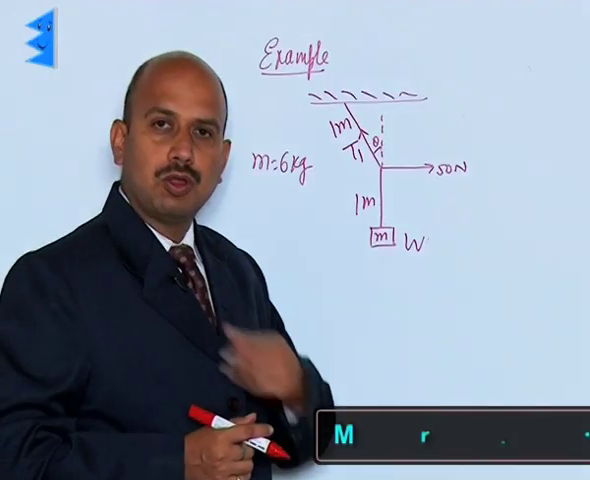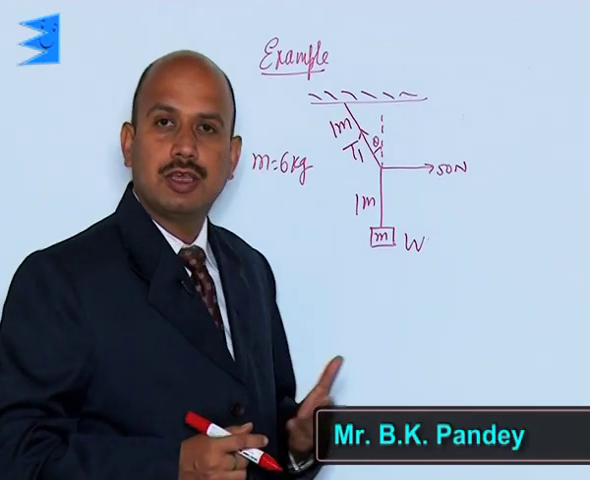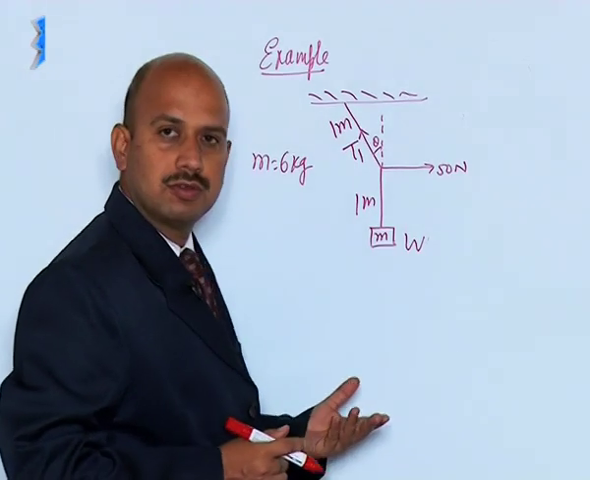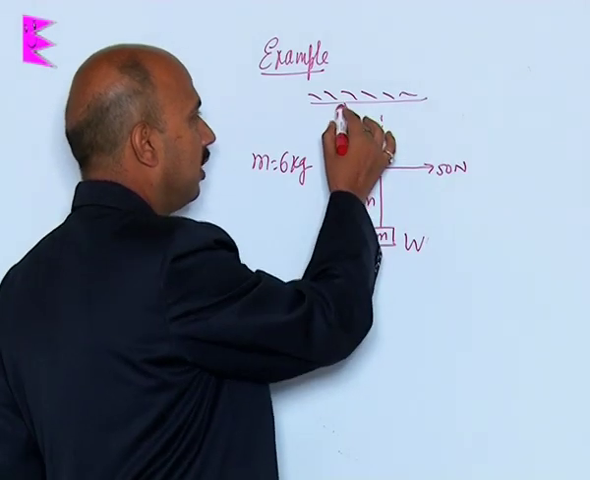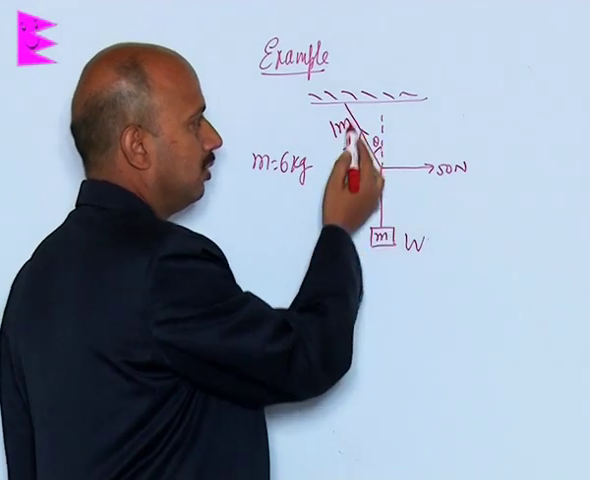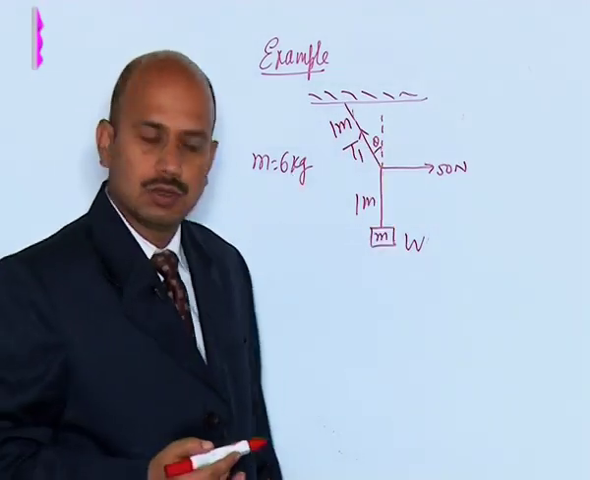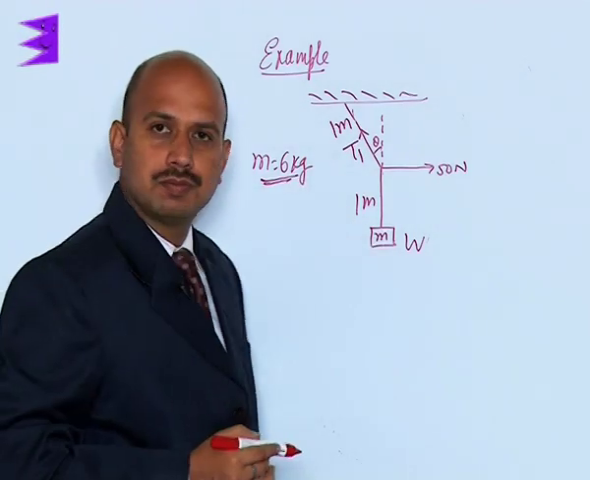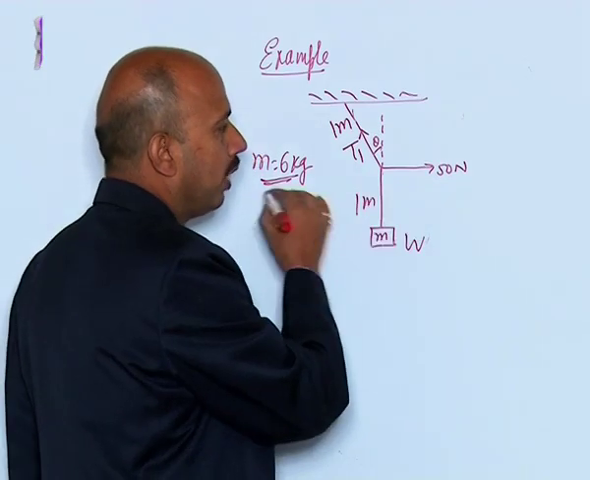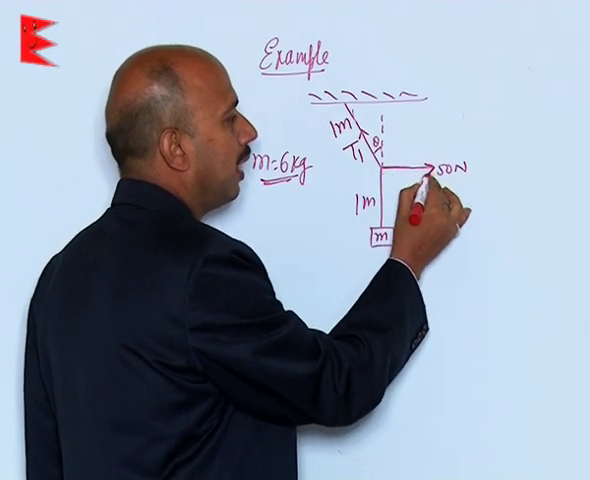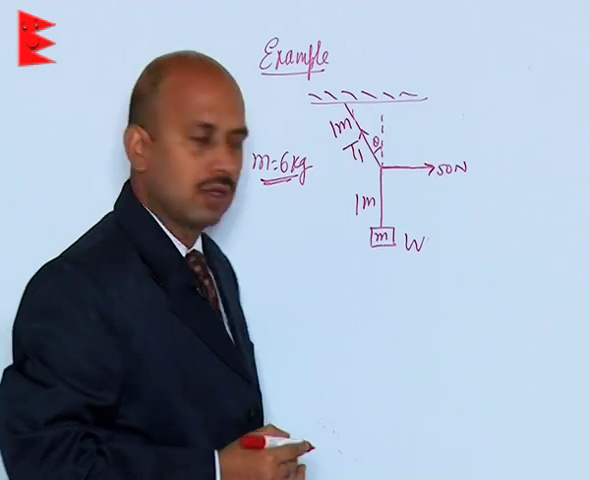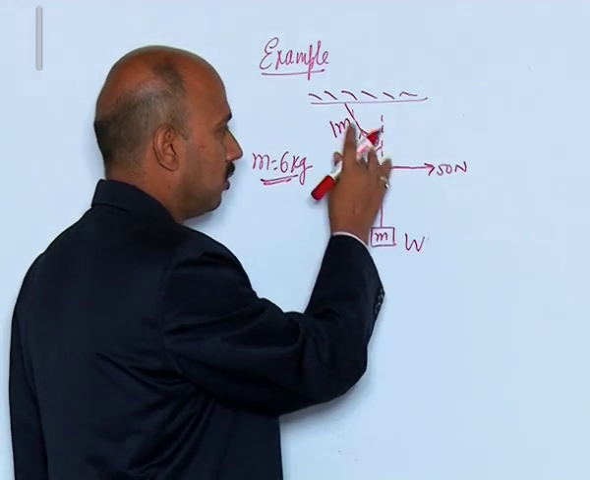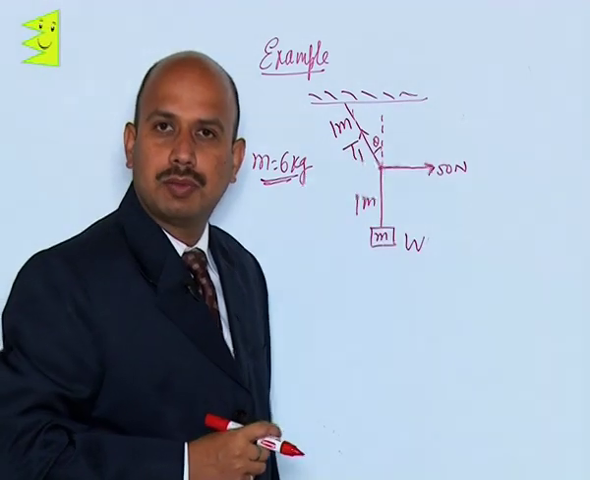Now see in this problem, this question is based on the equilibrium of the forces. Now see there is a string of length 2 meter, this is 1 meter, this is 1 meter, and a mass m equal to 6 kg is hung over here. Now at the midpoint there is a 50 Newton force applied in the horizontal direction, and this remains in this condition, that is in the equilibrium.